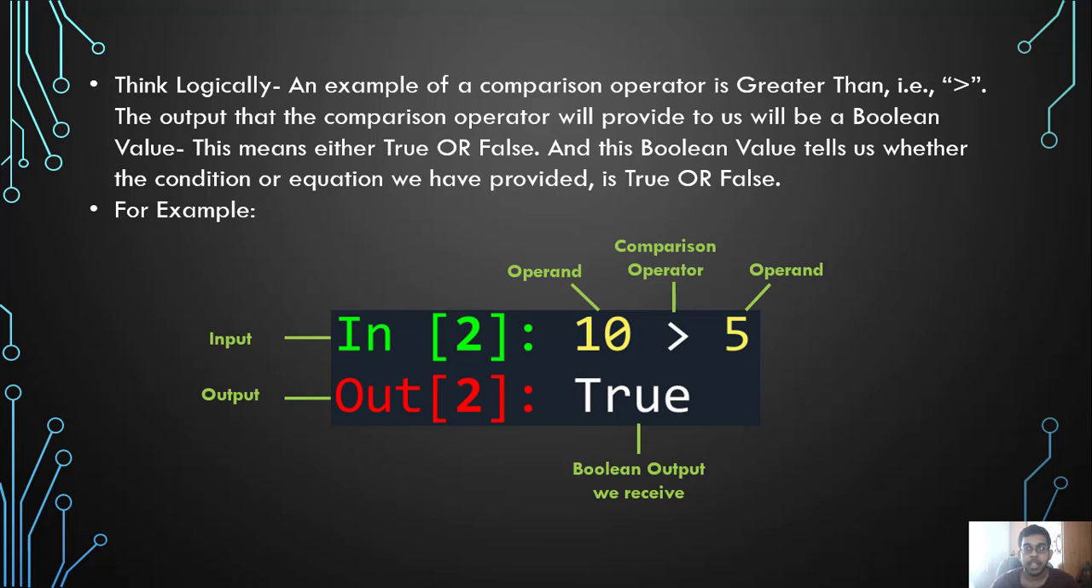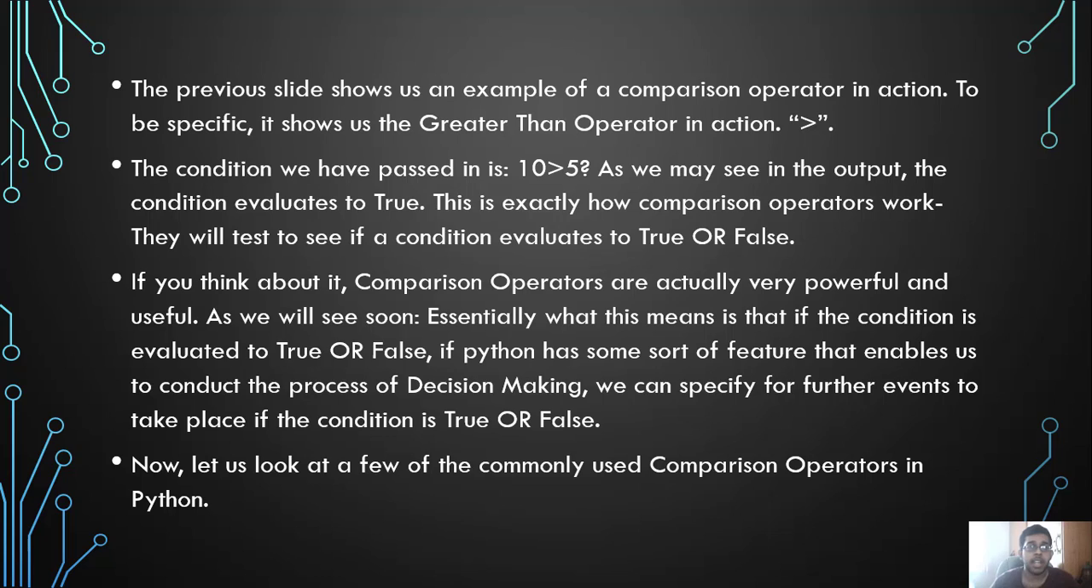Operand 10 and 5 are operands. The greater than sign is the comparison operator, and the output we observe is true. This is the Boolean output that we receive. The previous slide shows us an example of a comparison operator in action. To be specific, it shows us the greater than operator in action. The condition we have passed in is 10 greater than 5. As we may see in the output, the condition evaluates to true.